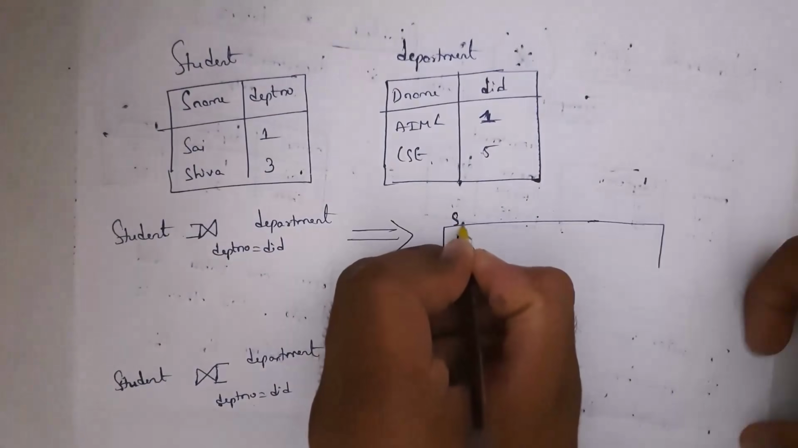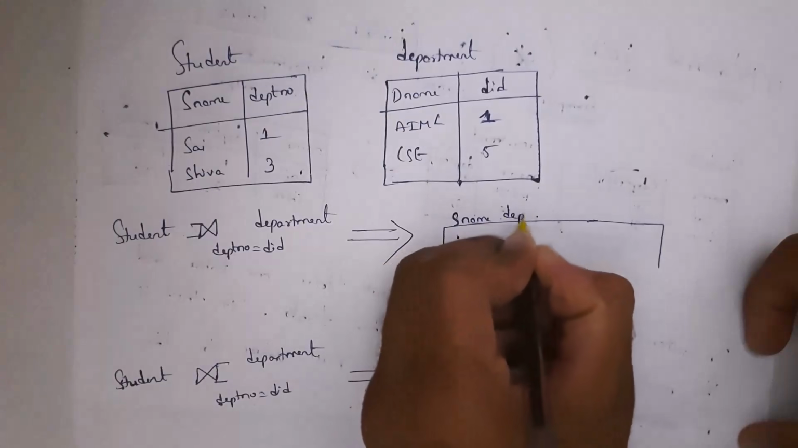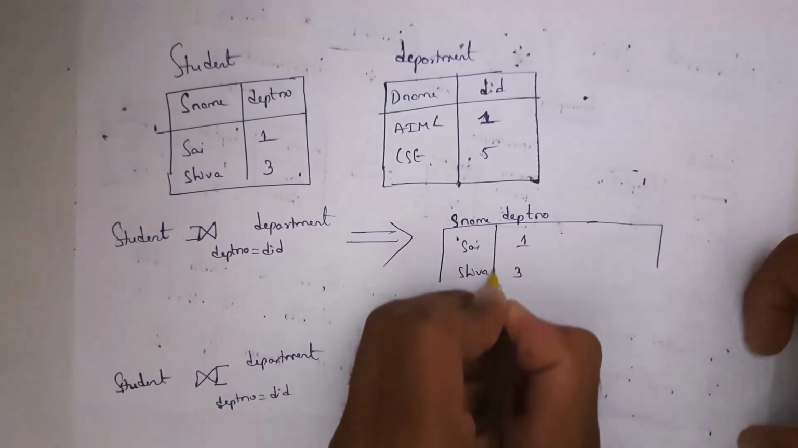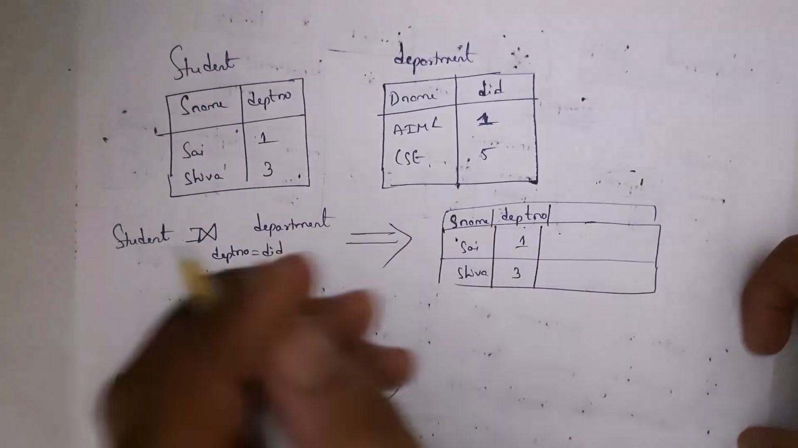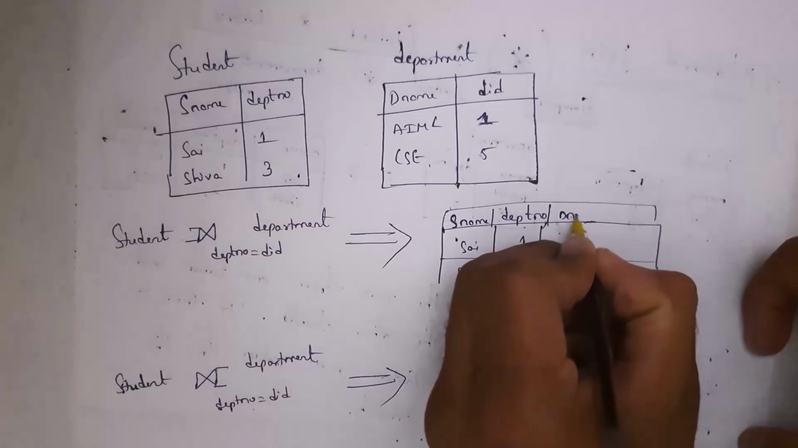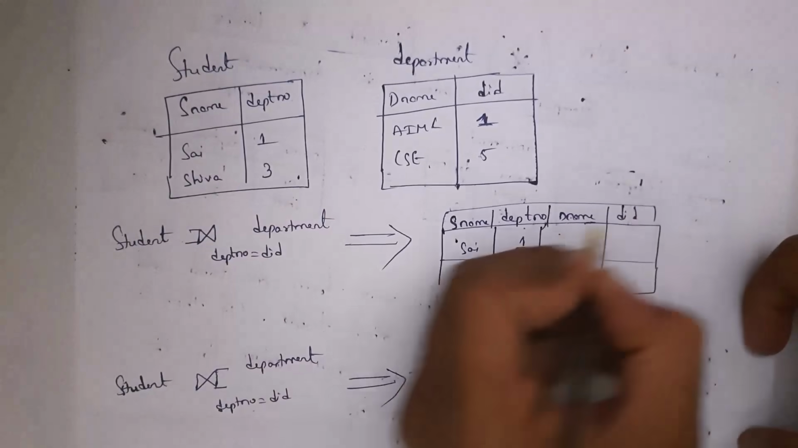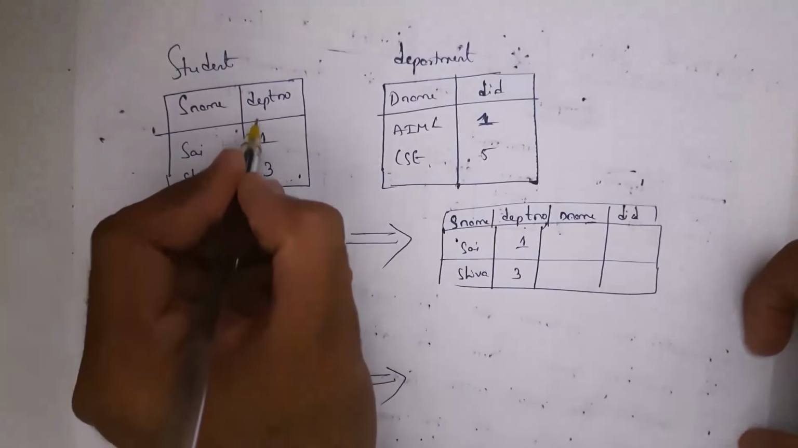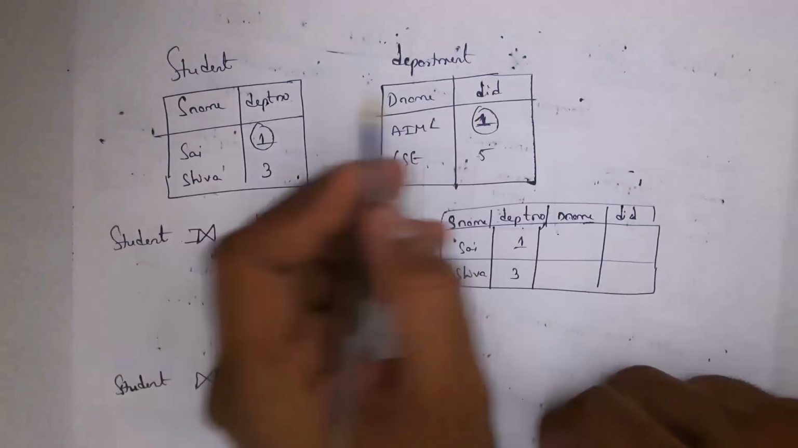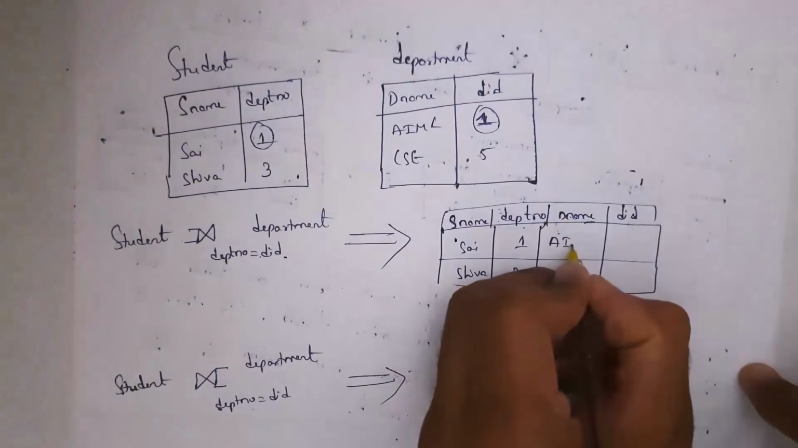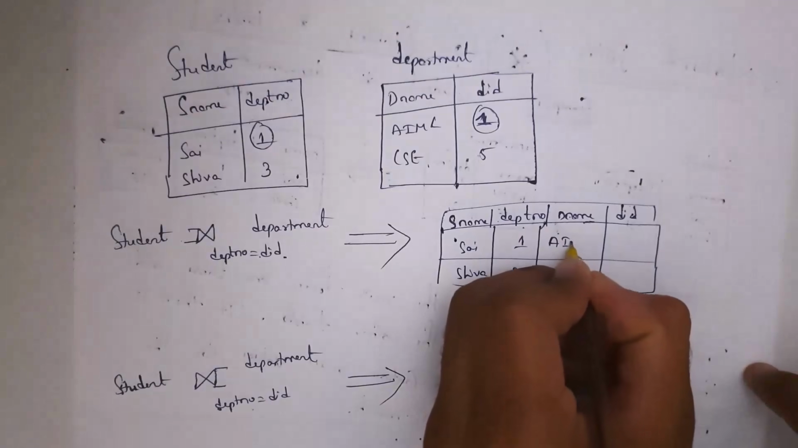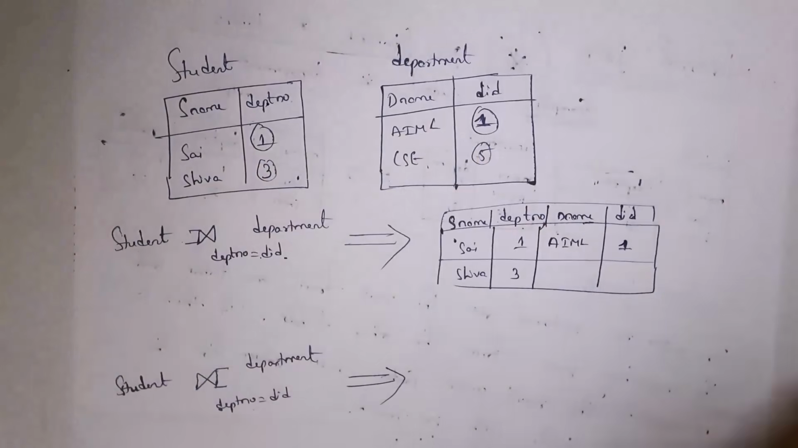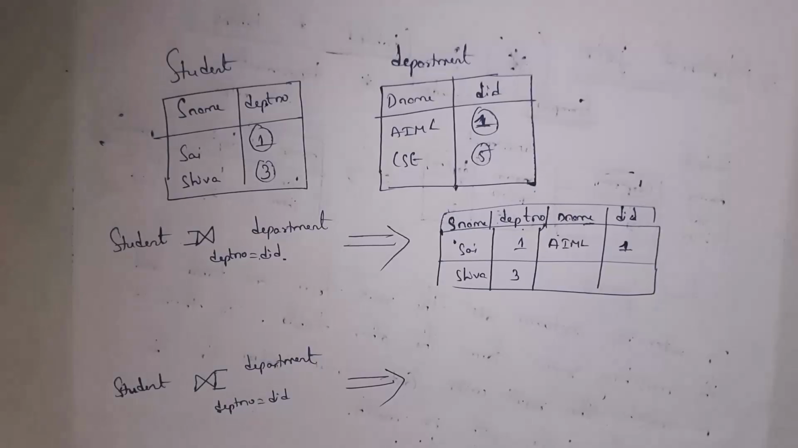The left table contains S name, department. It will return complete rows, so it will return Sai 1 and Shiva 3. It will return complete rows and only matching values from the right table, D name and DID. Here I gave the condition, that is department number equal to DID. Is there any matching value? Yes. In department number there is 1 and in DID there is 1, so it will return this complete record. So the right table contains this complete record, that is AML and 1. But here department number is 3 and DID is 5. There is no match. So if there is no match, it will display null values.